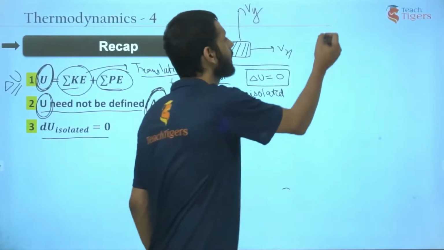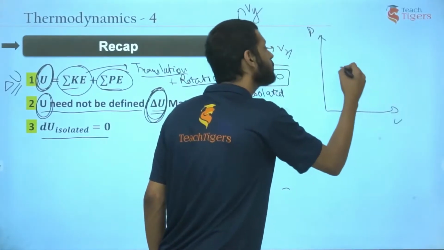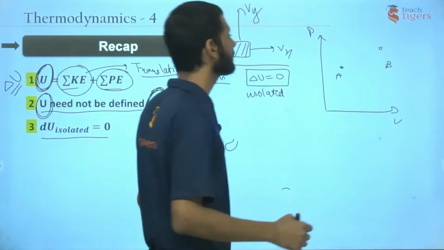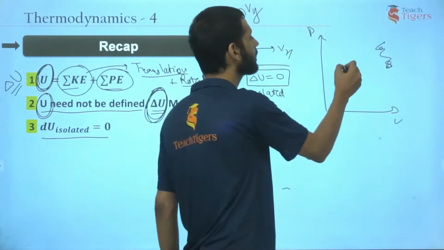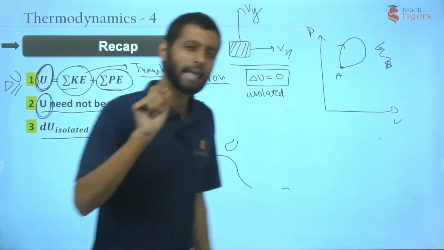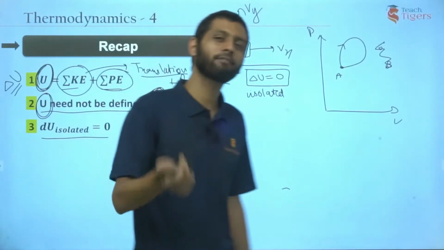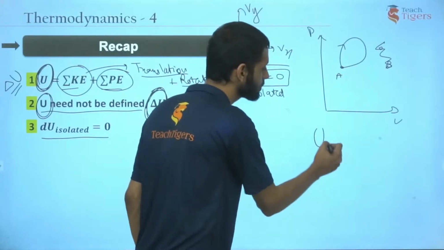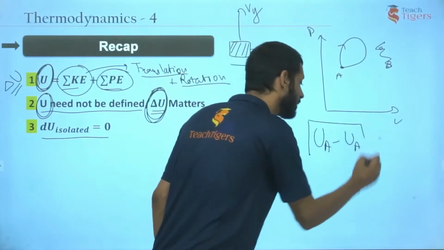If I draw a diagram, P versus V, with two states A and B, actually let's just forget about the second state. Suppose that I take a cyclic path back to A. In this case, delta U equals 0. Why? Because the initial and final states are the same. U final is also A, U initial is also A, and hence my delta U is 0.